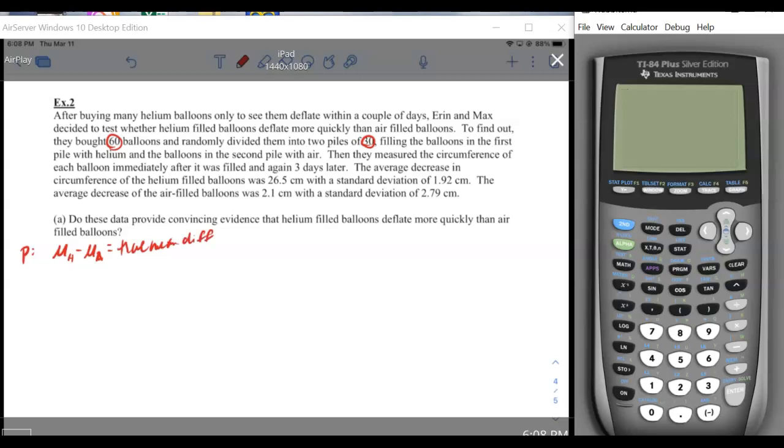Let me write this up and we'll come right back. Pathetic scribble, but here we go. So we've got mu H minus mu A, which is the true mean difference in helium, called H, and air in balloon circumference. Okay, we could say after however many days, we could see from the data providing convincing evidence. So our next step then is our hypothesis test.